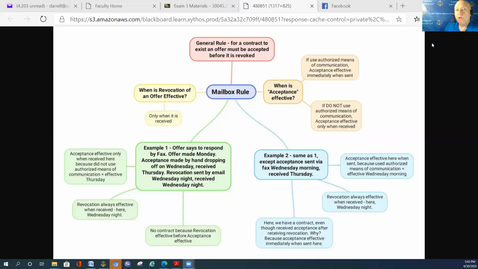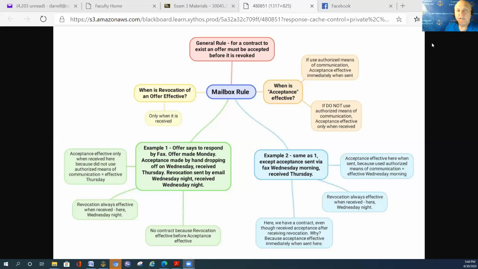When I mailed you my offer, I may have said, hey, look, I'm going to sell my car. I offer to sell you my car for X dollars. If you agree, reply back by email. Here's my email address. Now I have dictated to you what the authorized means of communication are: email. If you use email, as soon as you press the send button on that email communication, that acceptance is effective.